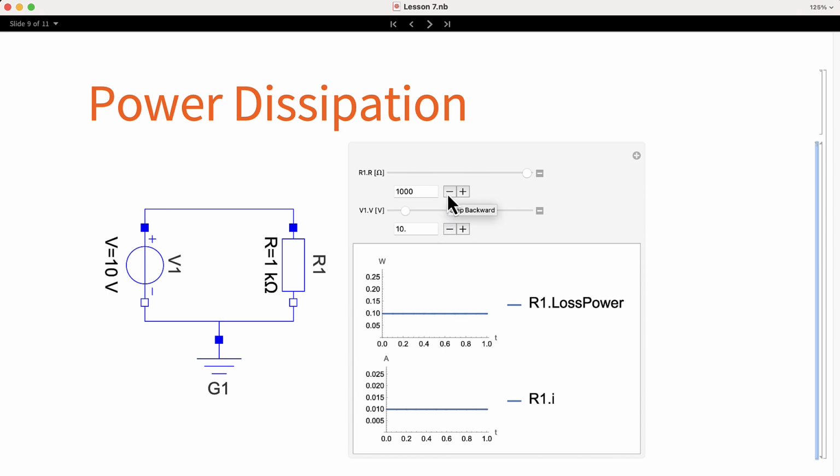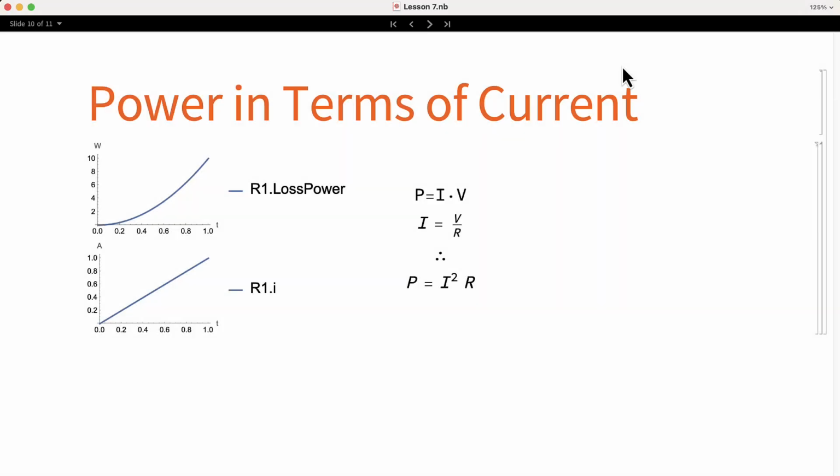If we decrease the resistor value, the power will increase. Once we reach 400 ohms, we have 0.25 watts of dissipation. This can be already too much since the resistors that I usually use are rated for a maximum of 1/4 watt. One important thing that we need to be aware of is the behavior of the dissipated power in terms of the current.